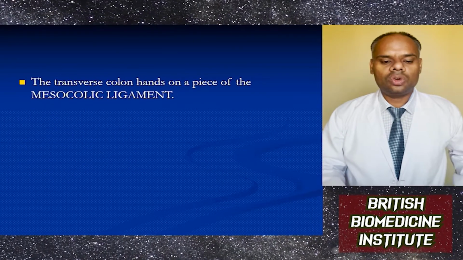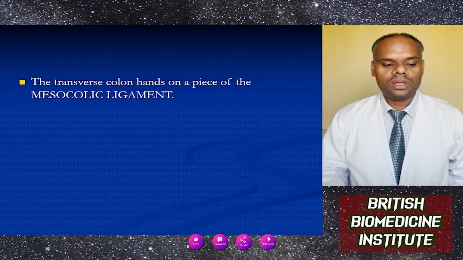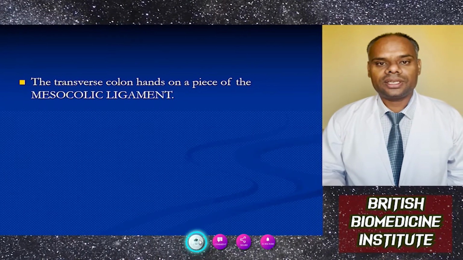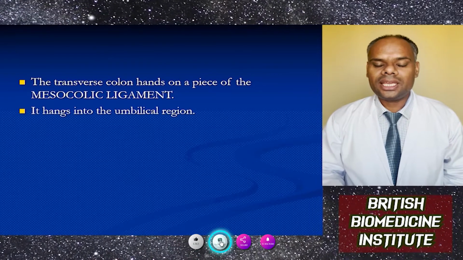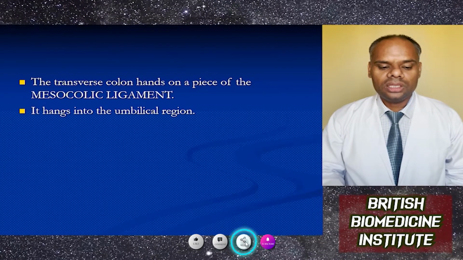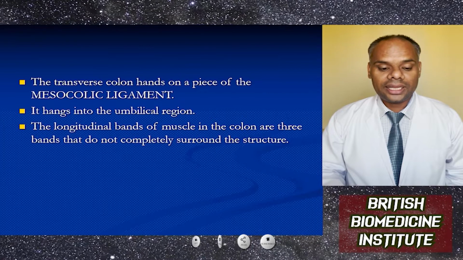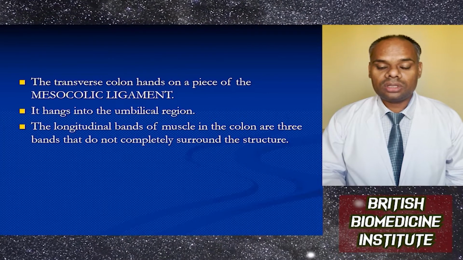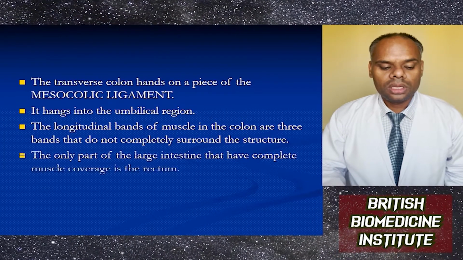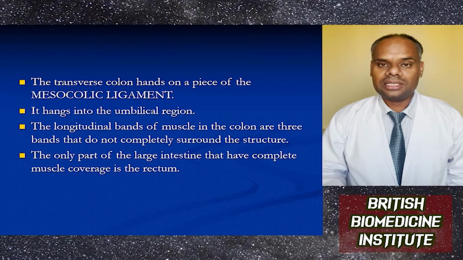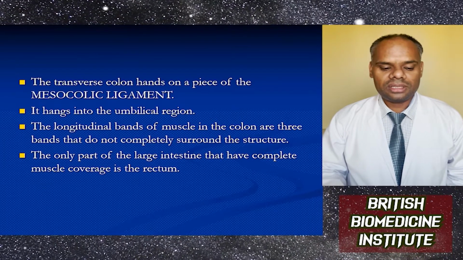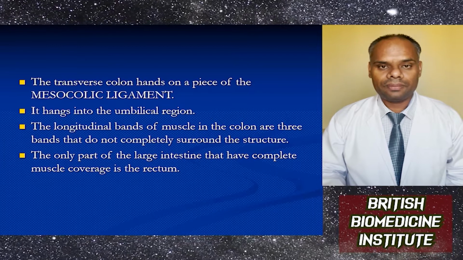The transverse colon hangs on a piece of mesocolic ligament. It hangs in the umbilical region. The longitudinal muscle in the colon forms 3 bands that do not completely surround the structure. The only part of the large intestine that has complete muscle coverage is the rectum.